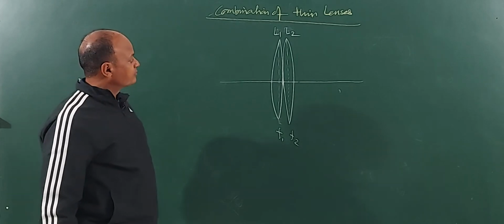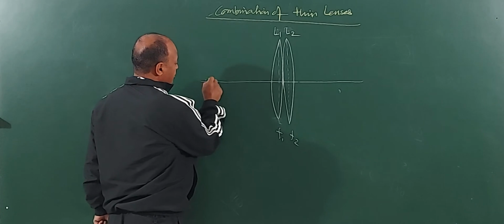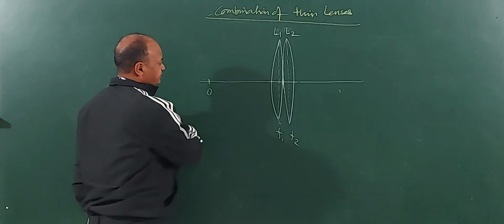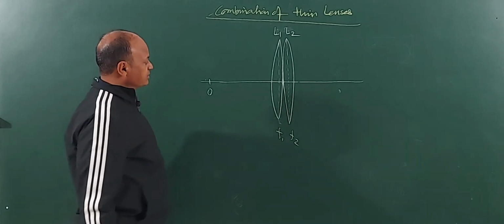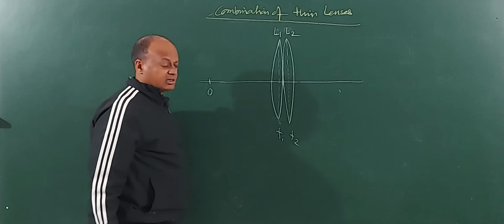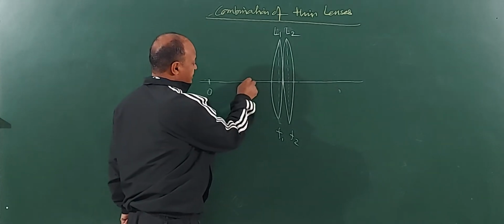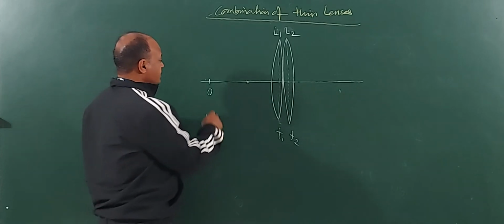Clear? Now children, I will place an object O here at a point on the principal axis, and I will consider two rays. One ray is going along the principal axis, so this ray will pass undeviated, right? And the second ray is incident here obliquely.